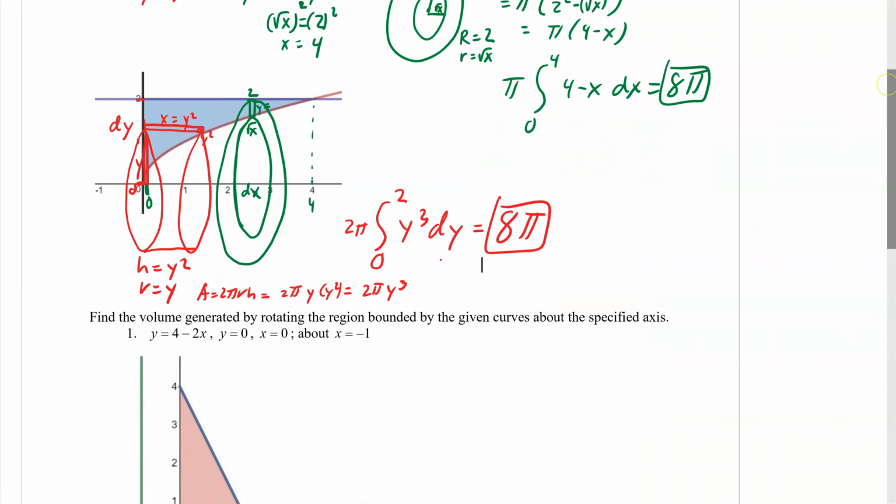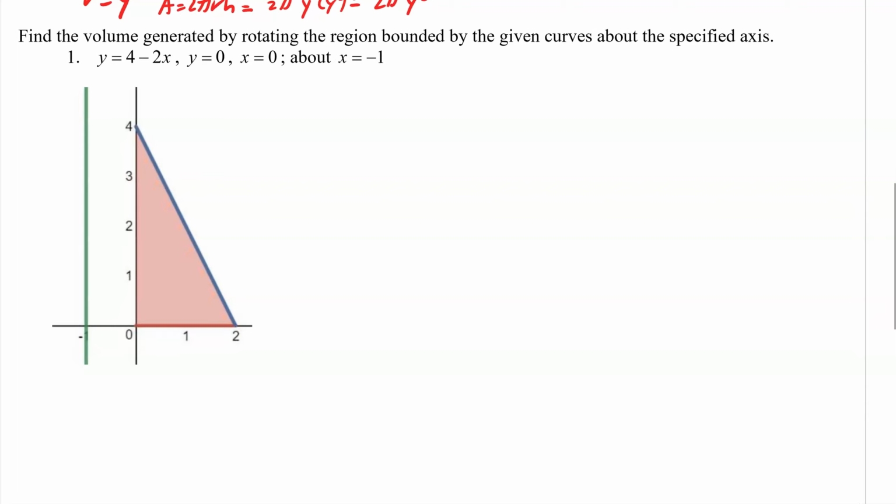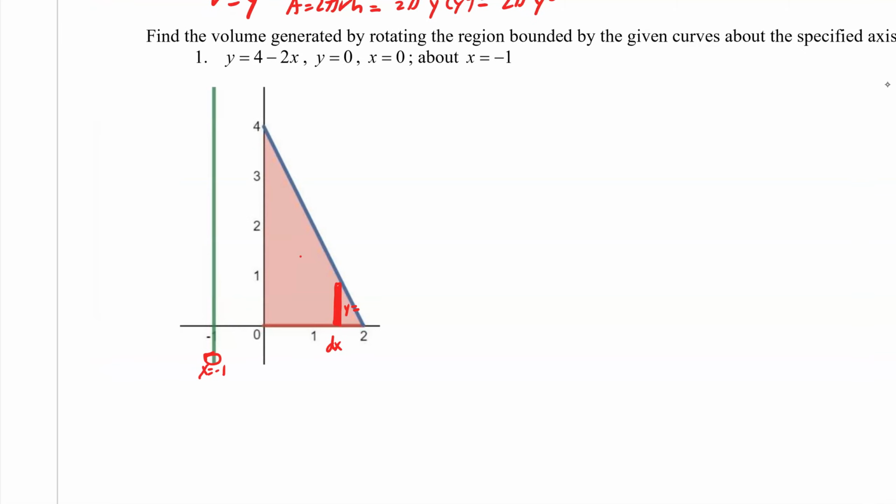All right, let's do it again, but this time now with a different axis. So we're going to rotate this about x equals -1 using both shells and washers, and we'll start with shells. So if we're going to be rotating about this x equals -1, that means, again, to do shells, we have to go vertical. And so I'm going to give it a little bit of space. So to do that, I'm going to draw my shells rectangle right there, and then label it dx and y equals. Give myself a little more room, and rotate it.